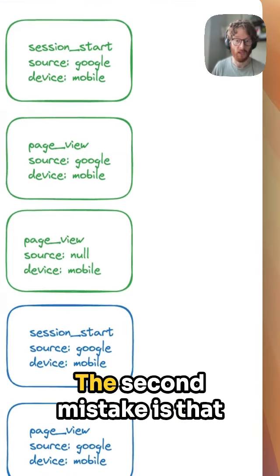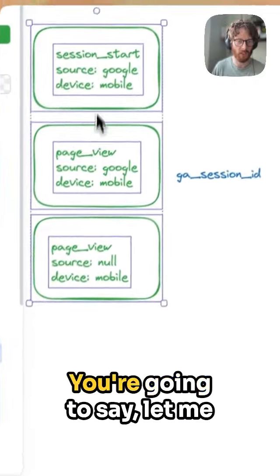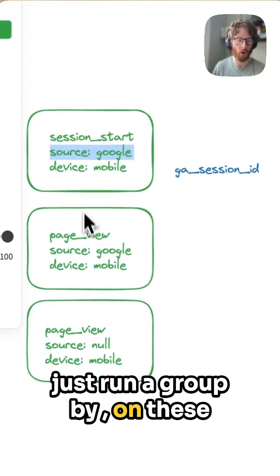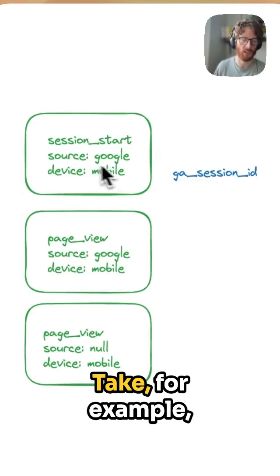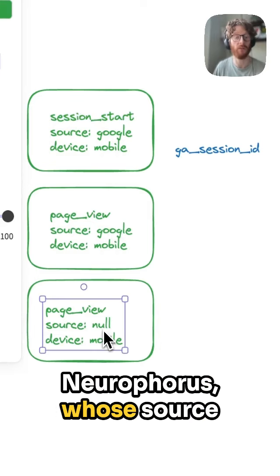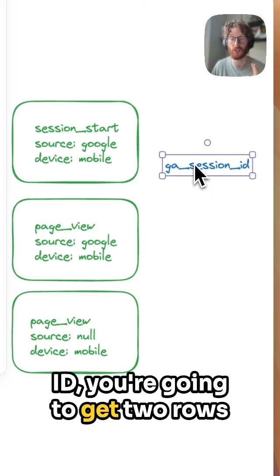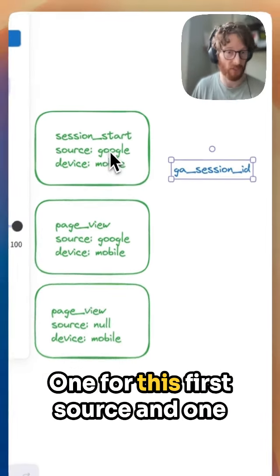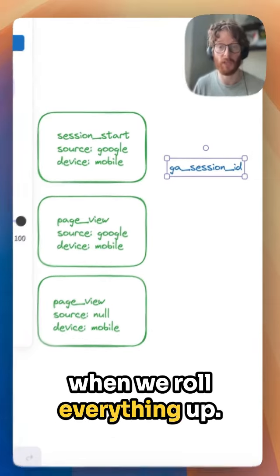What's the second mistake? The second mistake is that when you use this to group together, you're pulling out the session ID and you're going to say, let's just run a group by on these dimensions, right? The problem is these dimensions are not always consistent across a session. Take, for example, source. It starts off as Google for the first page view. The second page view has no referrer, so source becomes null. This means if you just run a group by based on GA session ID, you're going to get 2 rows per session. One for this first source and one for the second source of null. That means we've double counted our sessions when we roll everything up.